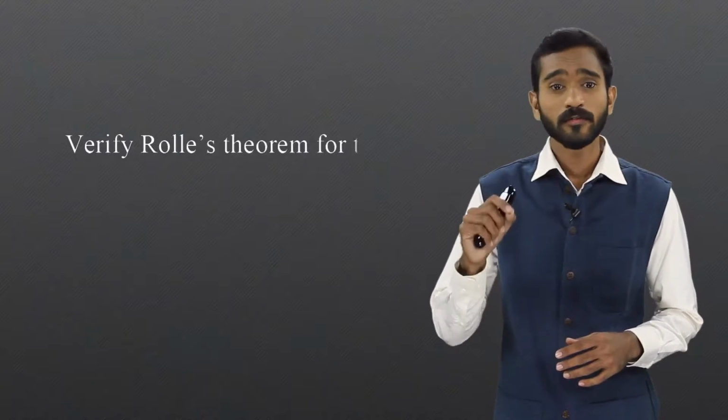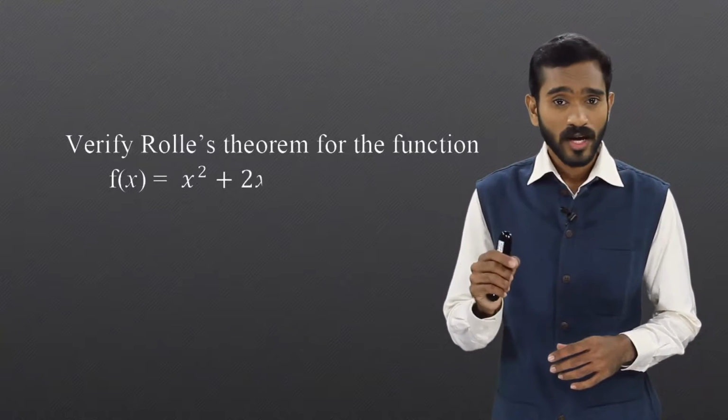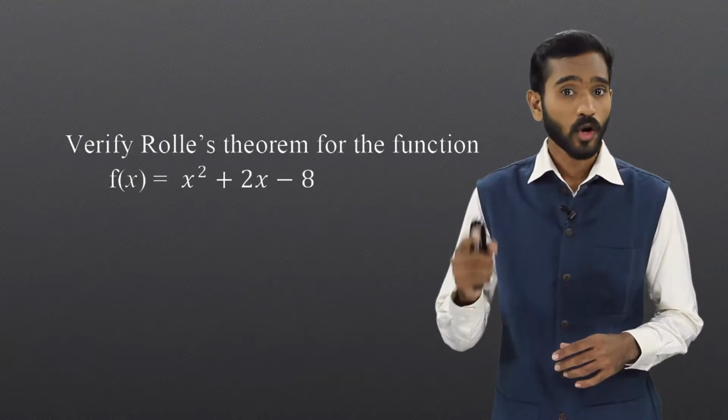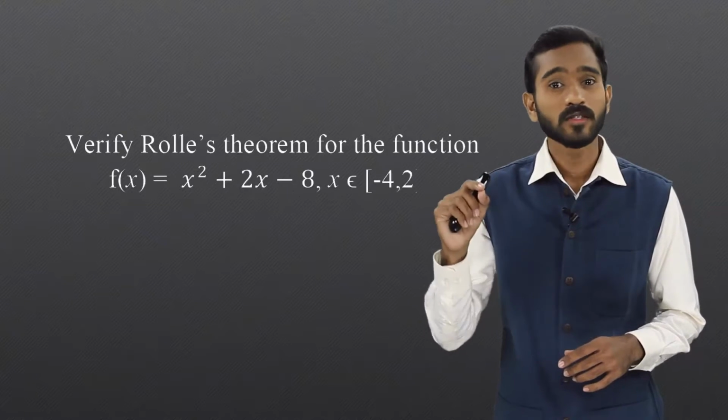Now let's step on to section B, containing short answer type questions that carry 2 marks. The question is this: verify Rolle's theorem for the function f of x is equal to x square plus 2x minus 8 for all x element of closed interval minus 4, 2.